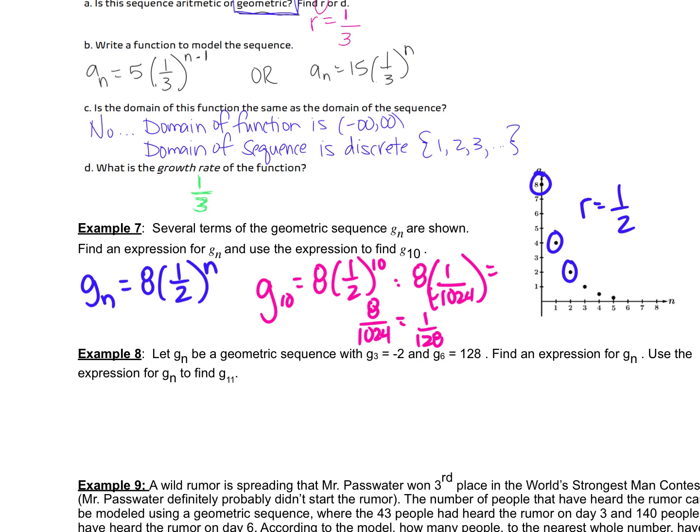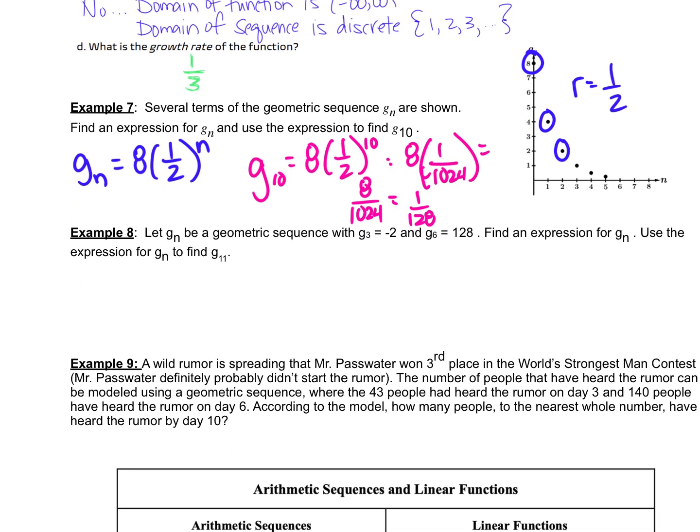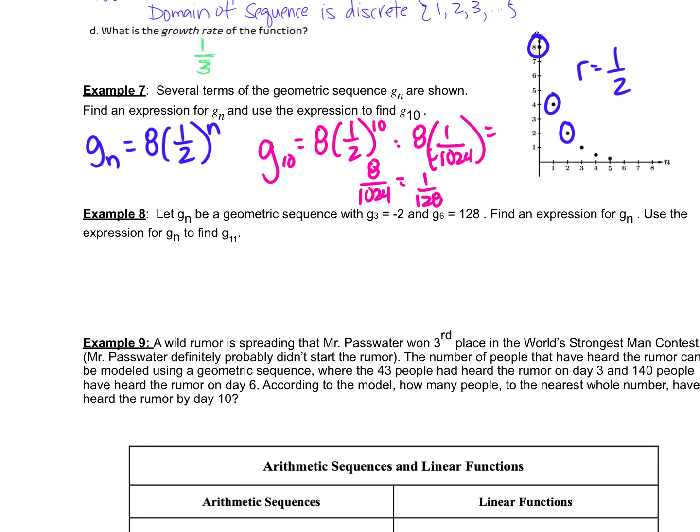All right. Now let's look at example 8. Example 8 is a little bit trickier because unlike linear or arithmetic sequences, when we just know 2 points, it's hard to find that rate of change, because it's not constant. So just doing slope doesn't work. We have to do a little extra something to find the rate, all right?